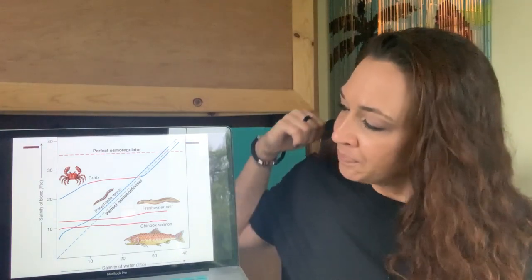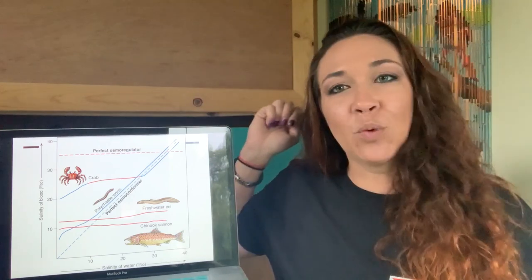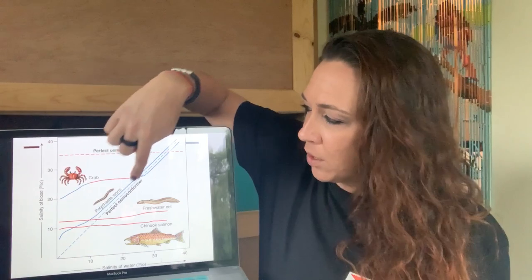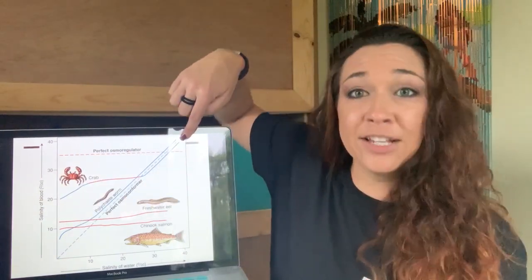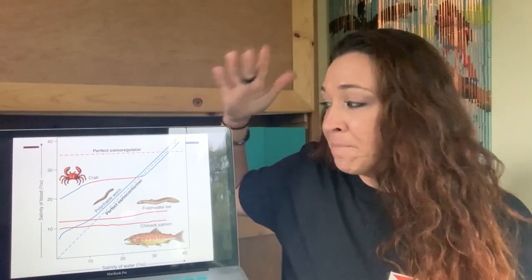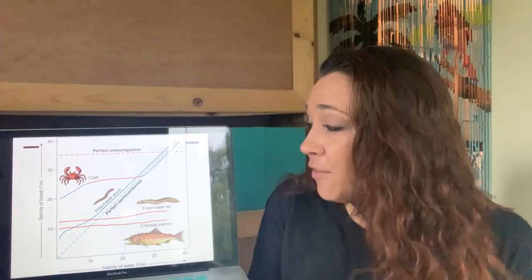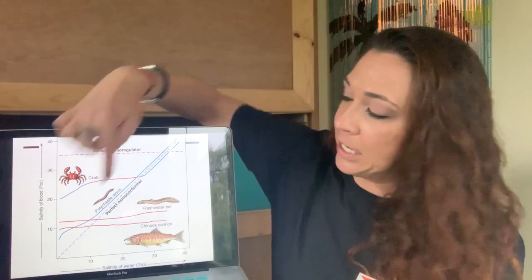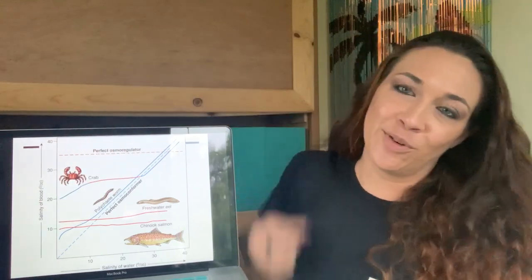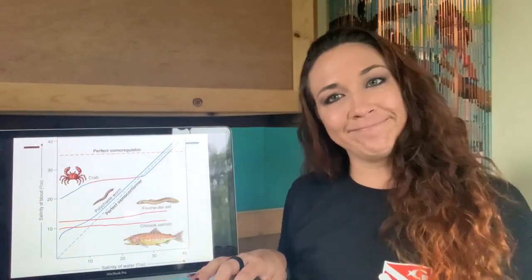Now we have a polychaete worm, which is an osmoconformer. You can see right here, he goes basically right along this osmoconforming line, meaning when the salinity is low, his concentration is low. When the salinity is high, his concentration is high. So he's basically just at the mercy of the environment, but he's still able to survive in both of those conditions. You can see he kind of drops off a little bit right there because it's too fresh water for him. But then it increases and, boom, osmoconformer right there as our polychaete worm.